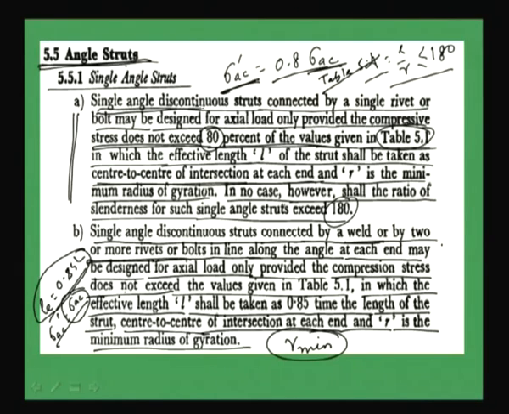And for single angle discontinuous struts connected by a single rivet or bolt, in that case the allowable compressive stress will be 0.8 times the allowable compressive stress given in table 5.1, and L, the length, will be simply the length from center to center of intersection at each end, and the sigma sc value has been given in the code in table 5.1. And always this has to be checked, that means slenderness ratio in any case should not exceed 350, right.